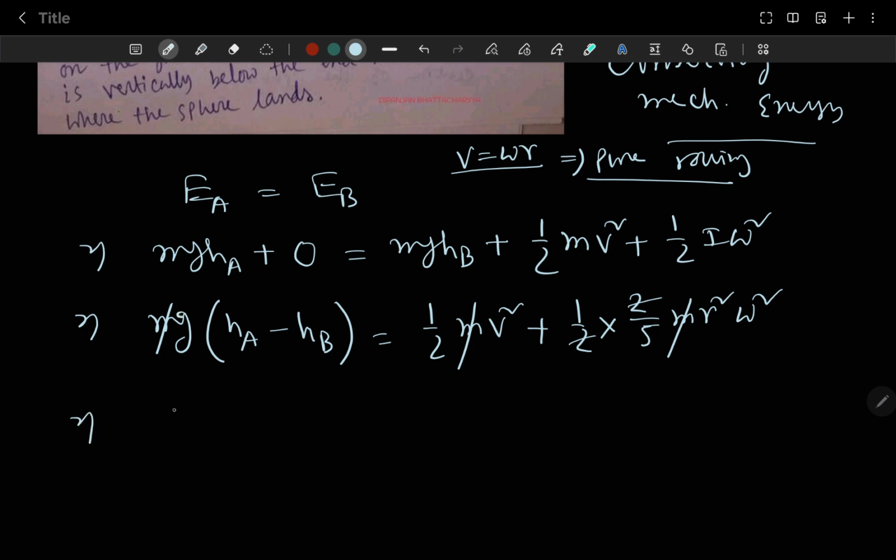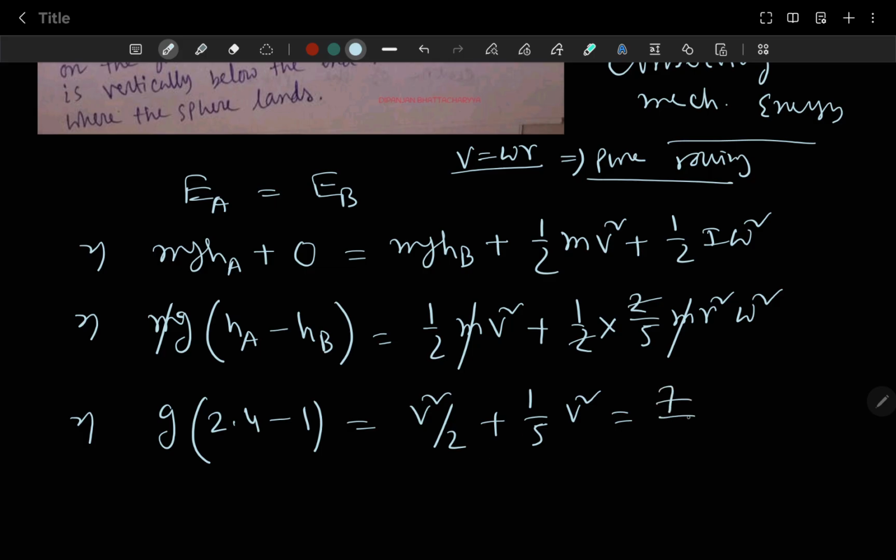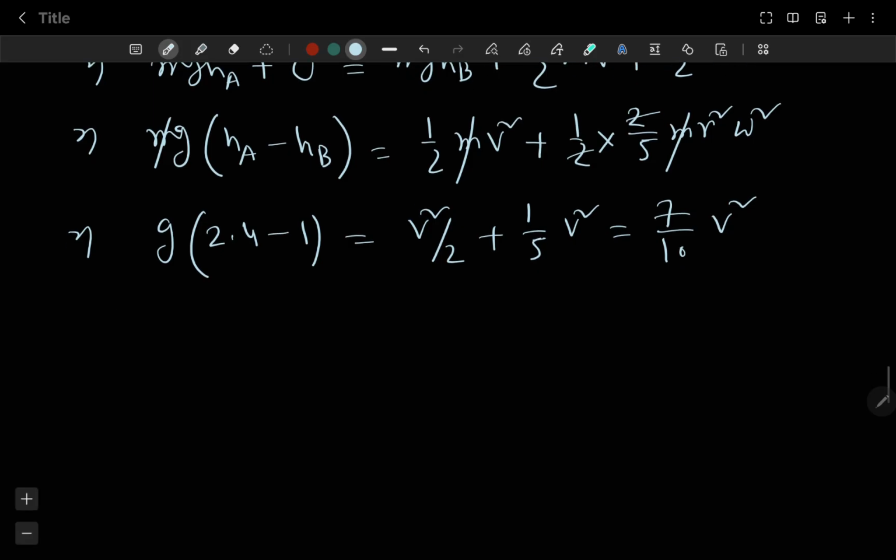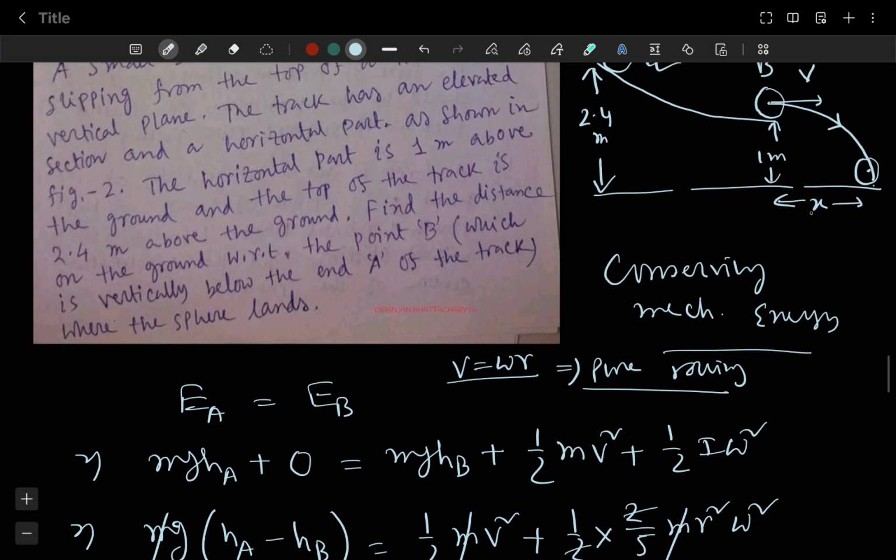We have g times (ha minus hb) equals v square by 2 plus 1 by 5 v square. So it will be 5 plus 2 over 10, 7 by 10 v square. Okay. So v square is becoming 10 by 7 into g into 1.4. So it is 2g, isn't it? 14, 7, 2g. Okay. So now we have to find x.